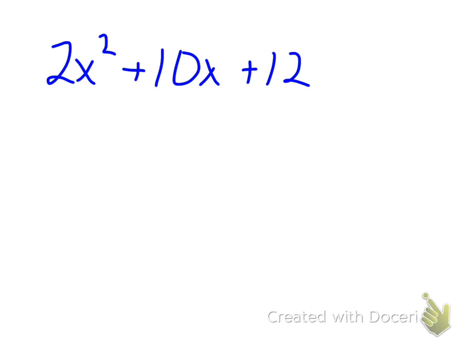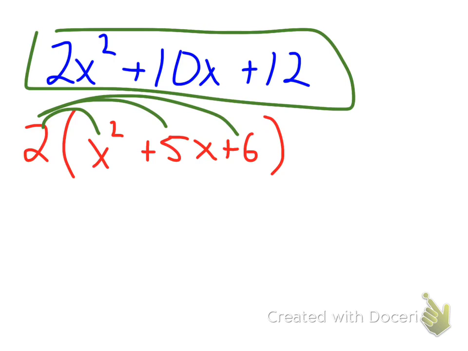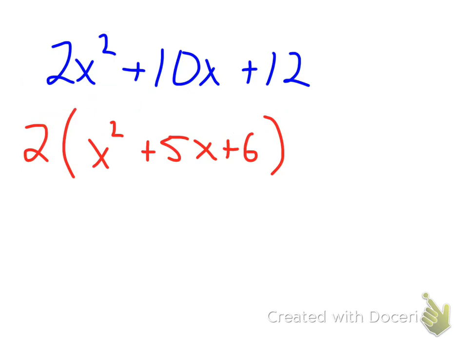First of all, I could factor a 2 out right away, and then what I have left is x squared plus 5x plus 6. If I distributed this back through, I would end up with the original. Now, I can go through and factor that right away.